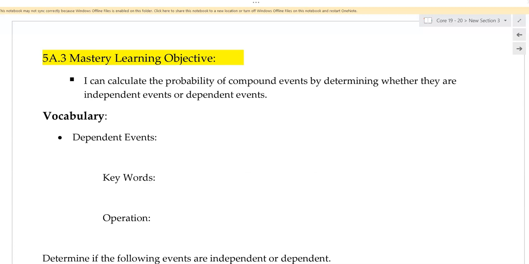Alright guys, we're now looking at our 5A.3 Math Learning Objective. I can calculate the probability of compound events by determining whether they are independent or dependent. So I mentioned this in the last video, right? In 5A.2 we looked at independent events and we just multiplied them together. Now we're going to decide if the event is independent or dependent.